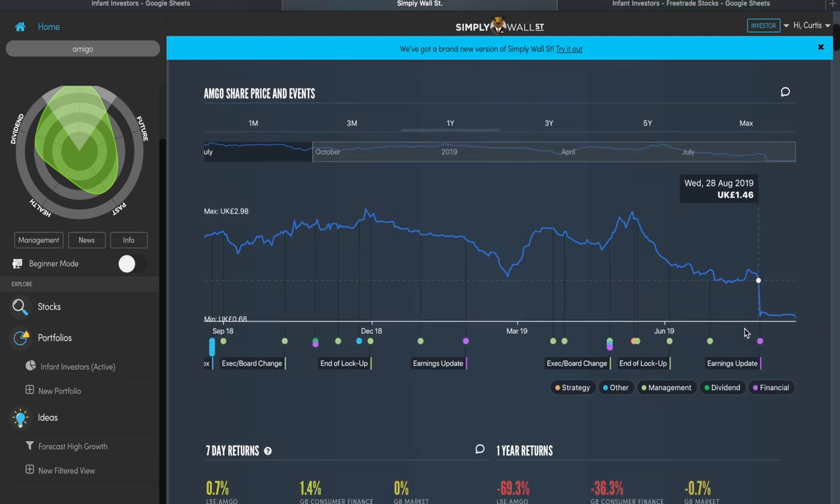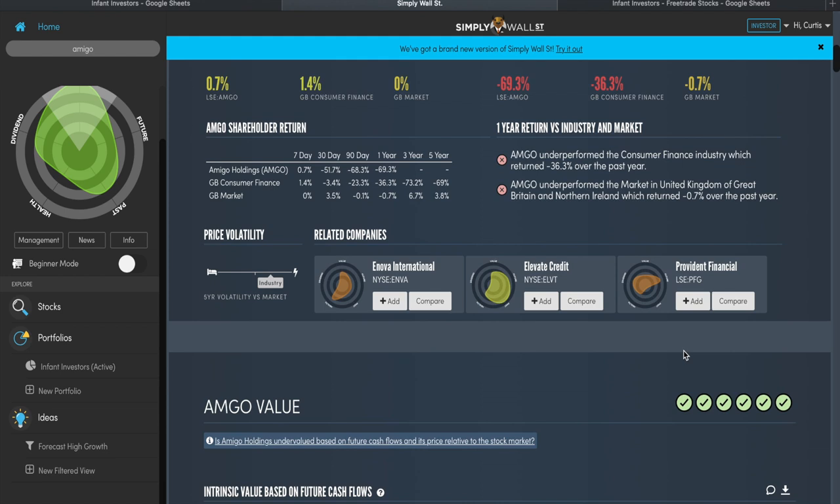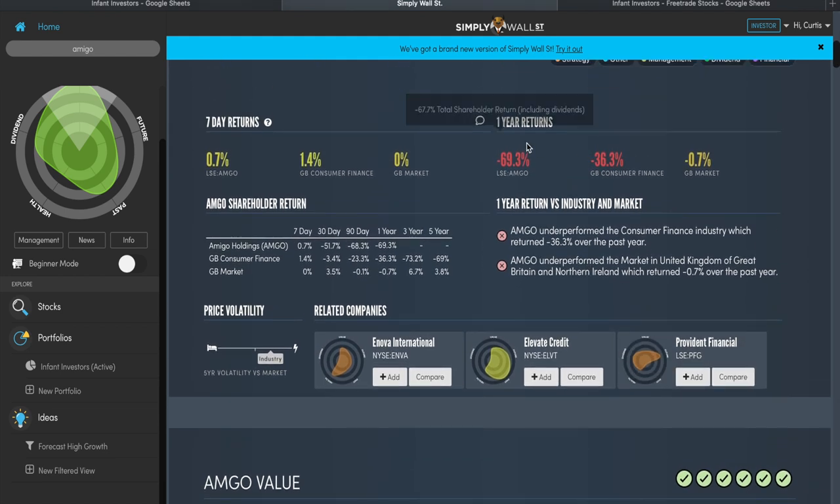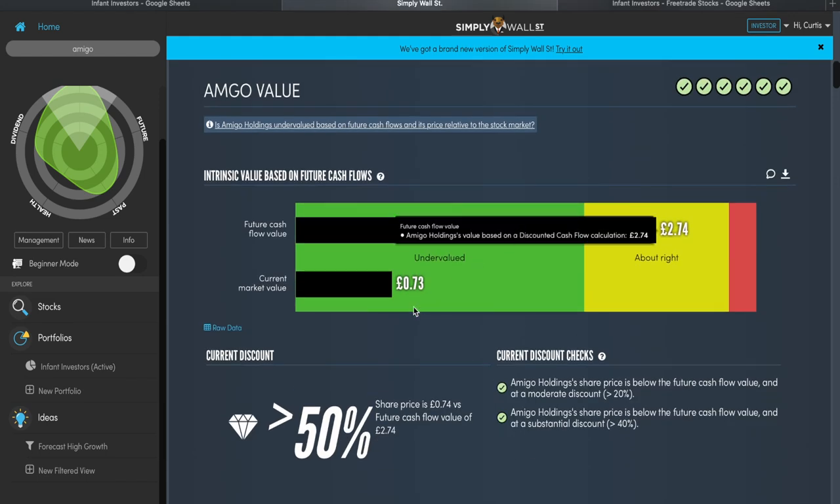It's not giving me the reason why it has absolutely tanked from their earnings update. Probably because of poor earnings, which might suggest an opportunity. However, if you look at the last year's returns, it's -69.3%. So this is what I wanted to show you.